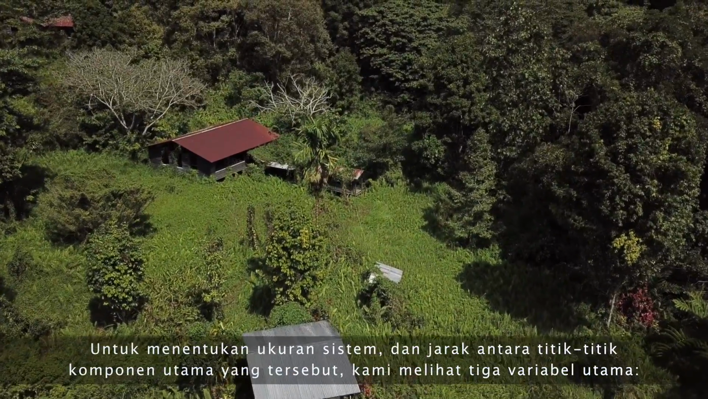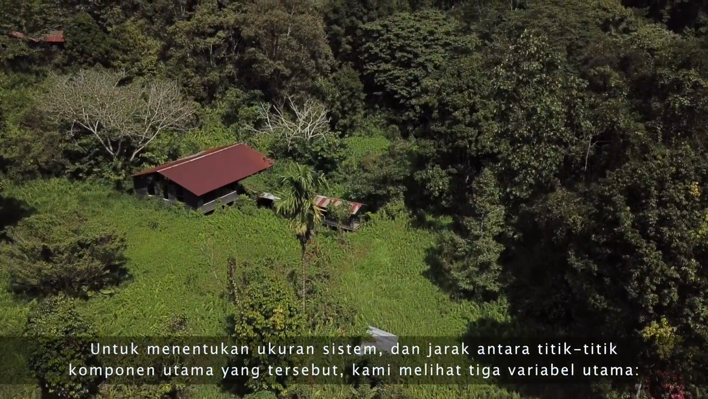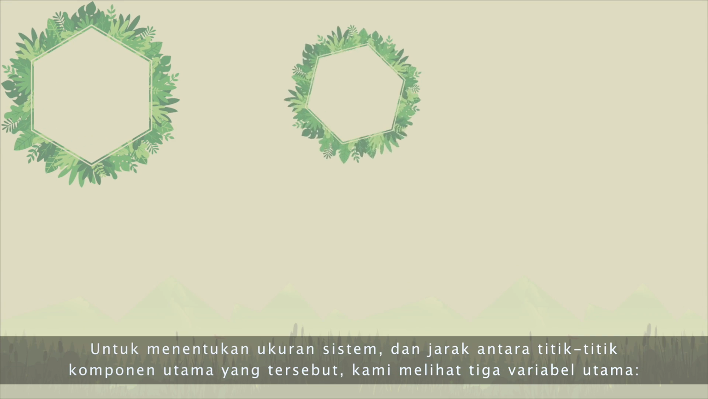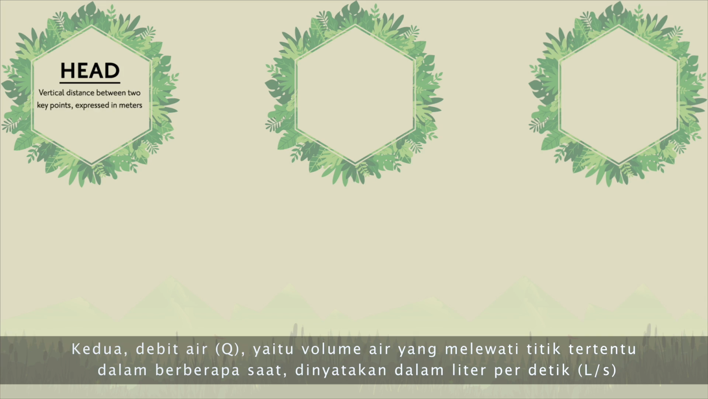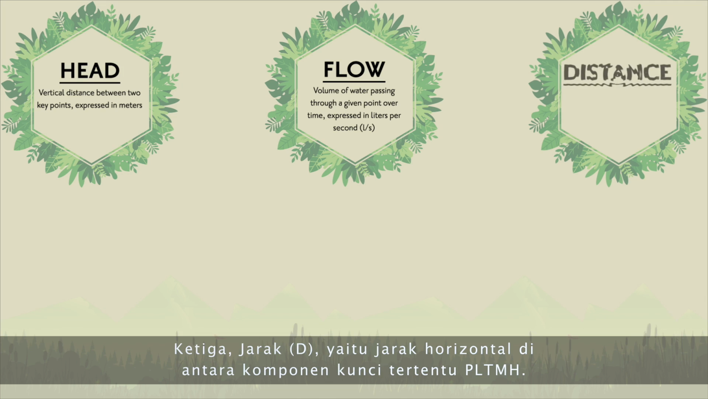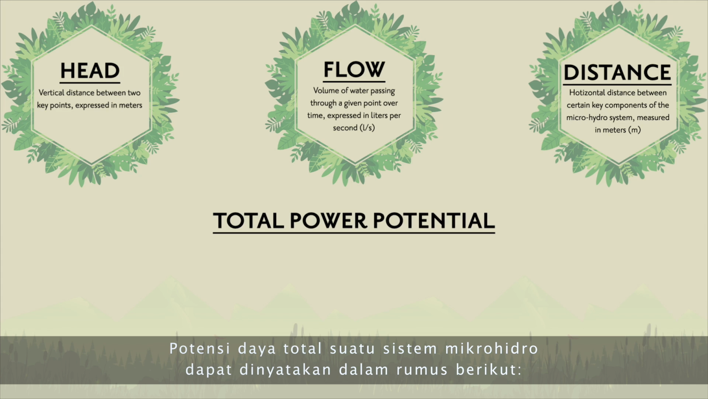To determine the system size and distance between key points during a feasibility study, we are looking at 3 key variables. First, head, which is the vertical distance between 2 key points expressed in meters. Second, flow, which is the volume of water passing through a given point over time, expressed in liters per second. Third, distance, which is the horizontal distance between certain key components of the microhydro system. The total power potential of a microhydro system can be expressed in the following formula.